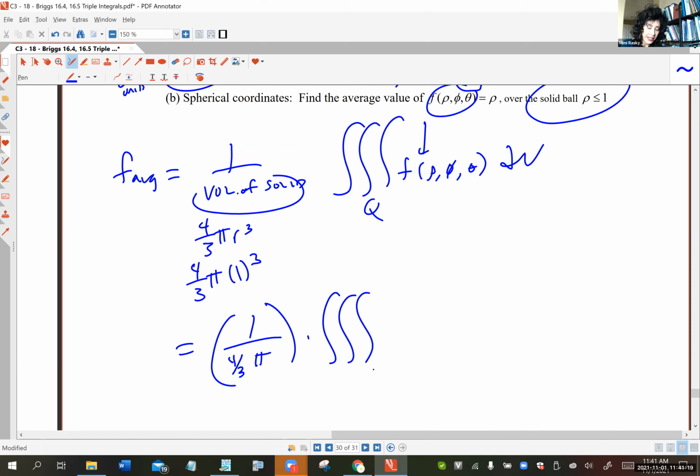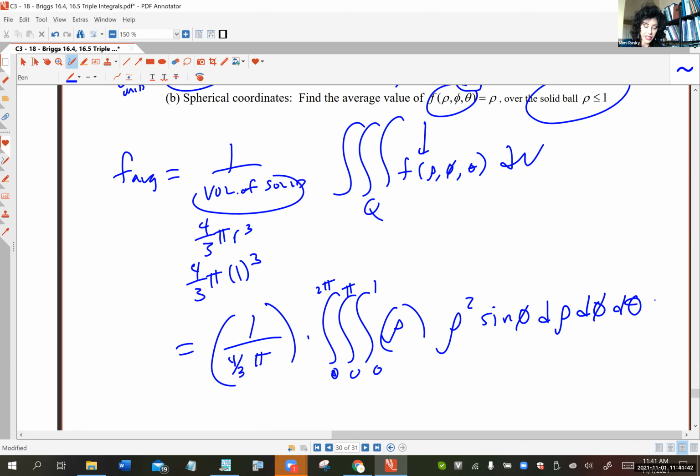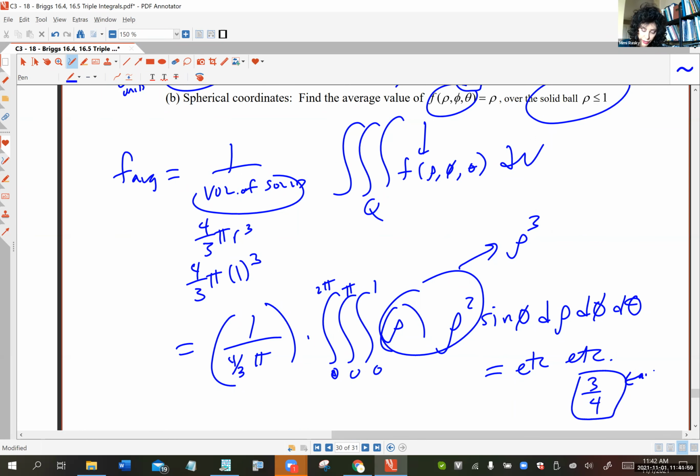And the solid ball is going to have rho go from 0 to 1. Phi will do the whole range since it's a full ball centered at the origin, 0 to pi. And then theta will do a full revolution, 0 to 2 pi. You're going to put the function you're trying to find the average value of right there in the integrand. And then your volume element is rho squared sine phi d rho d phi d theta. Please remember to multiply your powers of rho into a single power of rho before you do the integration. Your final answer here is going to be 3/4. Okay, if you do everything correctly.